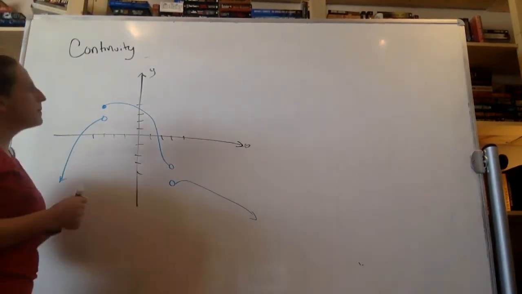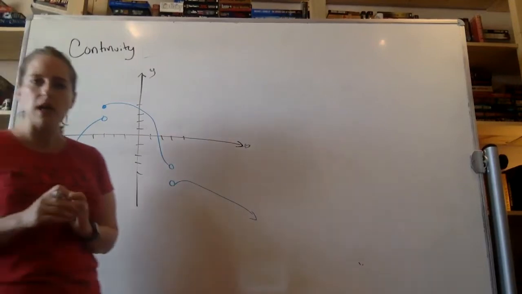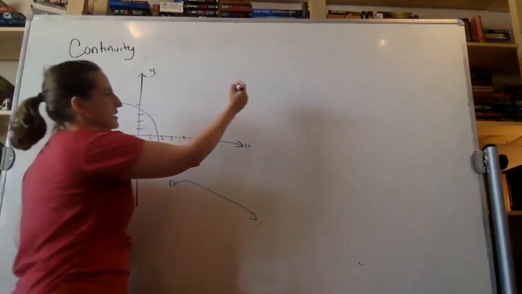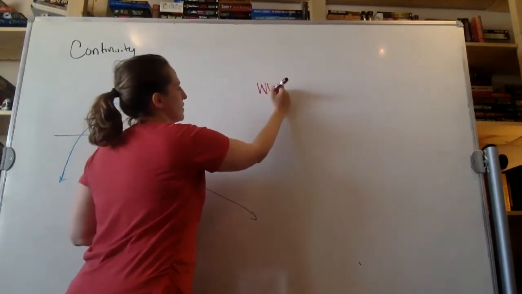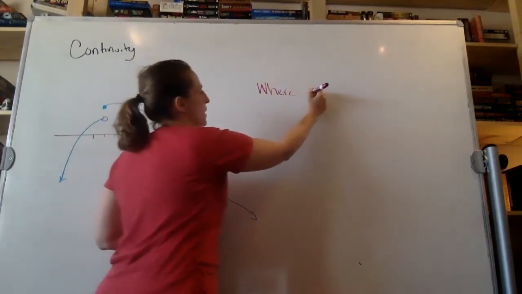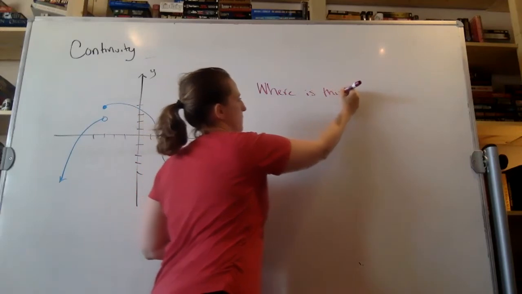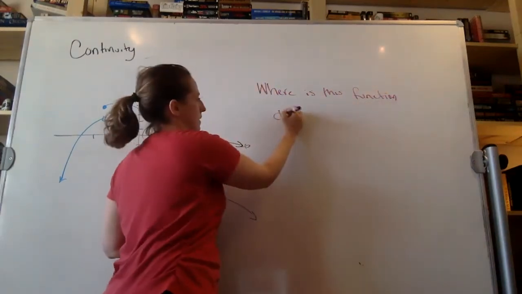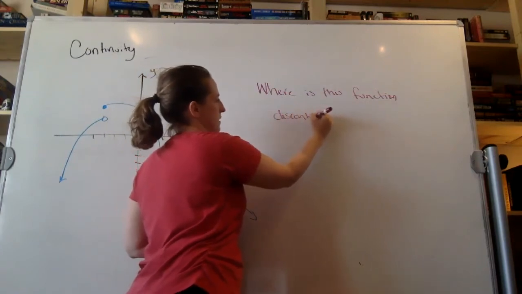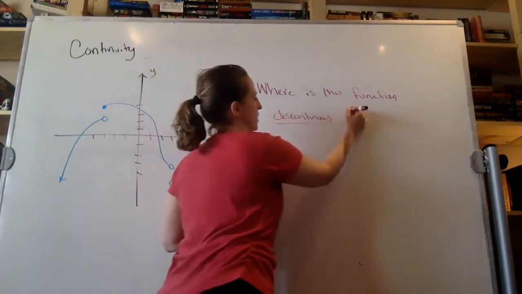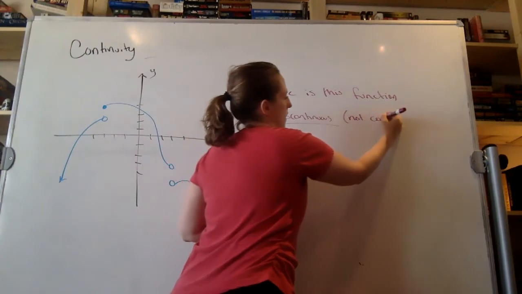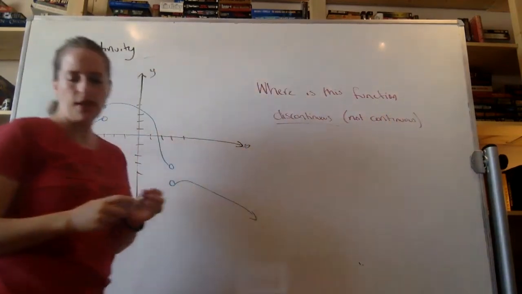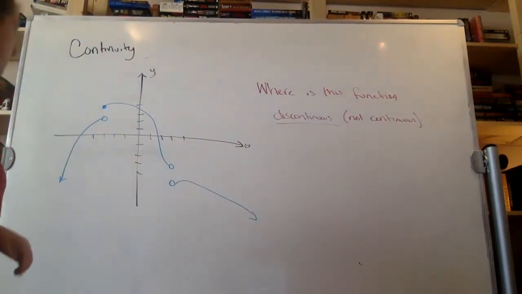Now, the funny thing about continuity is often it's easy to identify where a function is not continuous. So let's see if we can answer this question: where is this function discontinuous? Discontinuous just means not continuous. And in order to answer that, let's use that pen on paper definition.